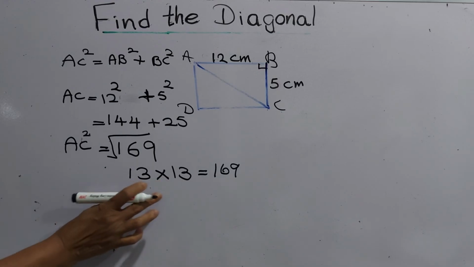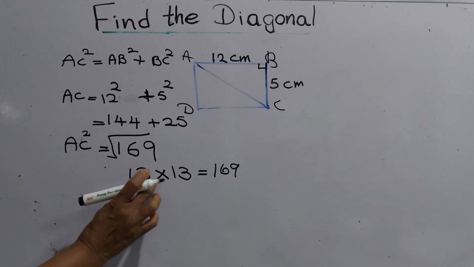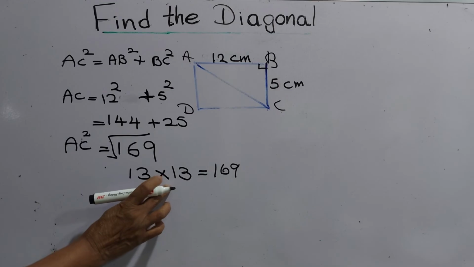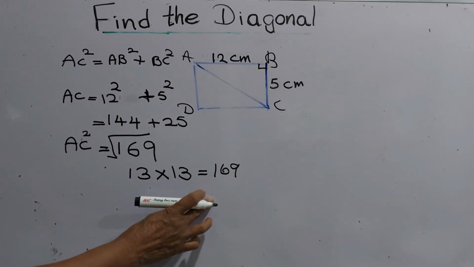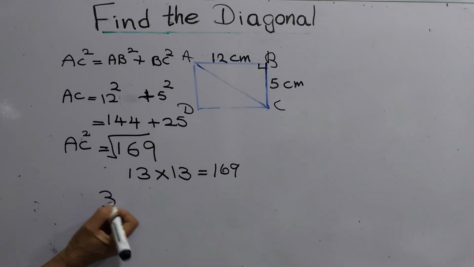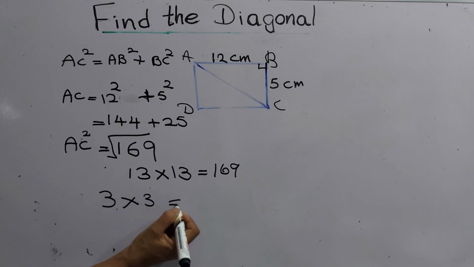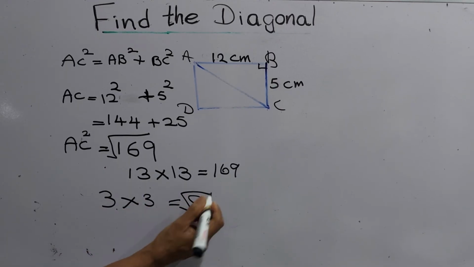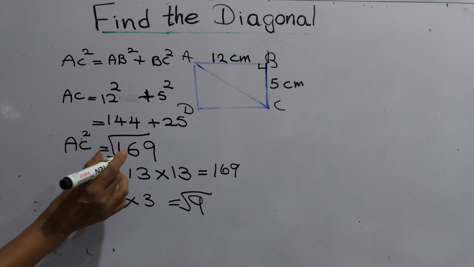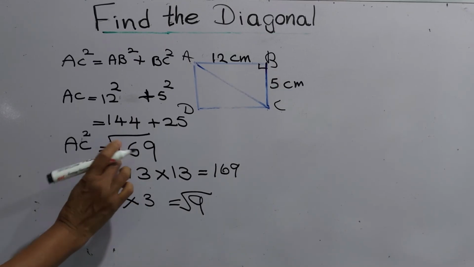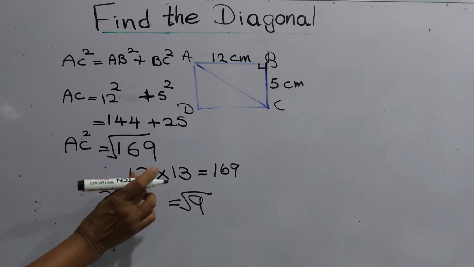The square root of a number is the value which, when multiplied by itself, gives the original number. Example, 3 into 3 is 9. Square root of 9 is 3. Like that, here the square root of 169 is 13.